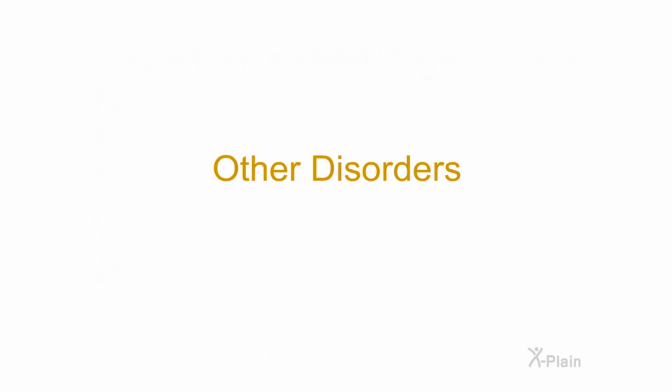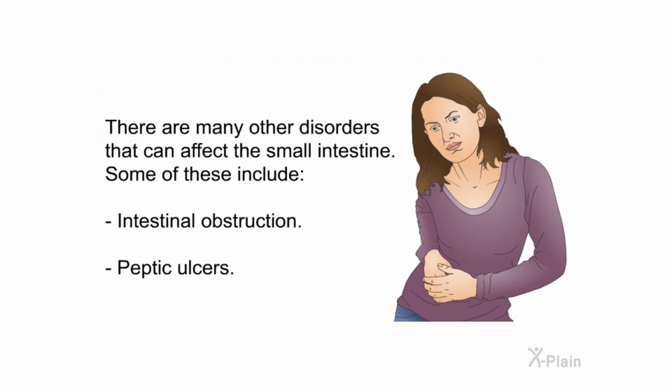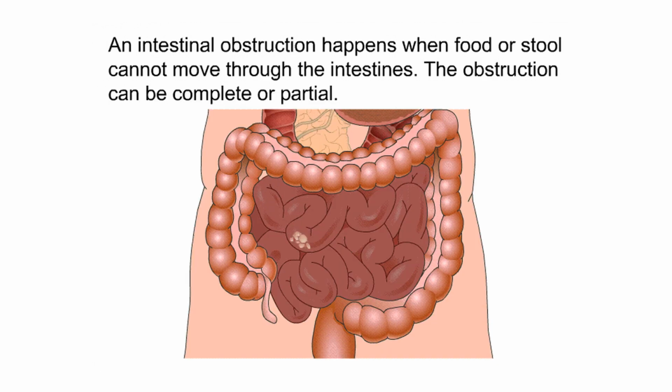Other disorders. There are many other disorders that can affect the small intestine. Some of these include intestinal obstruction, peptic ulcers. An intestinal obstruction happens when food or stool cannot move through the intestines. The obstruction can be complete or partial.